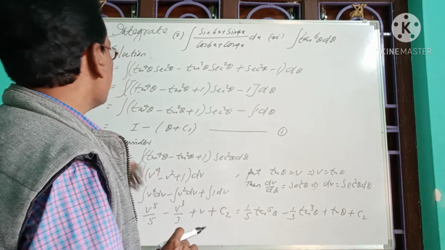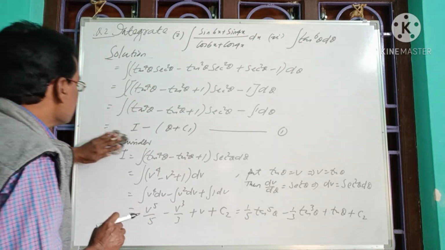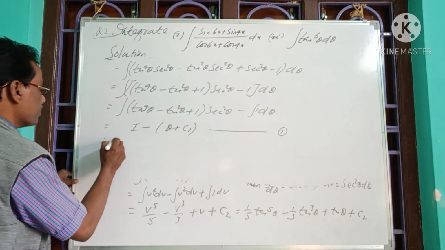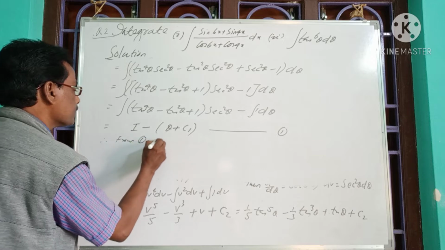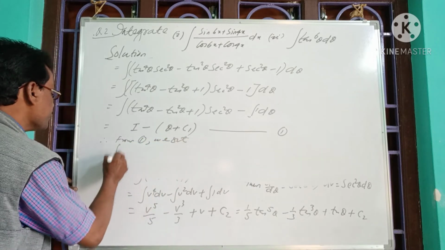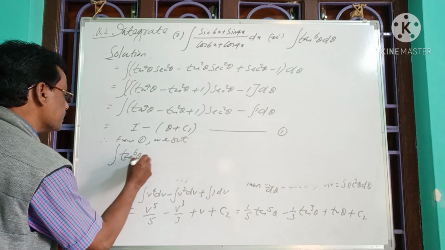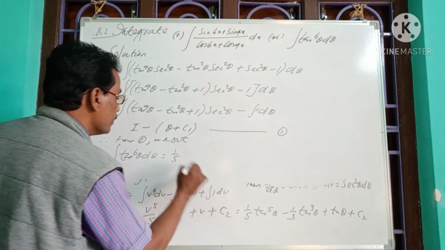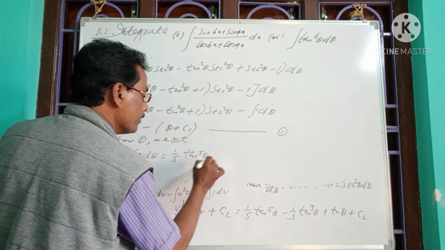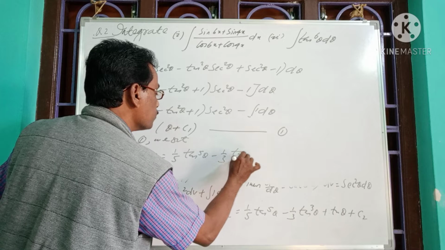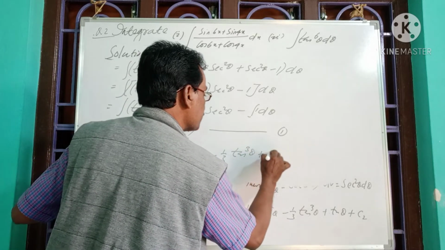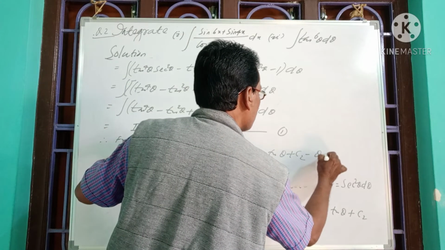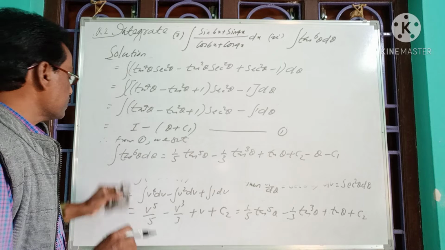So now replacing I in relation 1, we can find the final result. Therefore from 1 we get integration of tan^6 theta d theta is equal to I. So I is equal to 1 by 5 into tan^5 theta minus 1 by 3 into tan^3 theta plus tan theta plus c2, and we have here minus theta minus c1 as the constant of integration in relation 1.